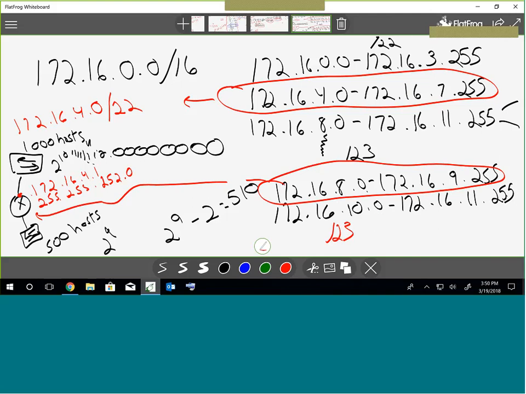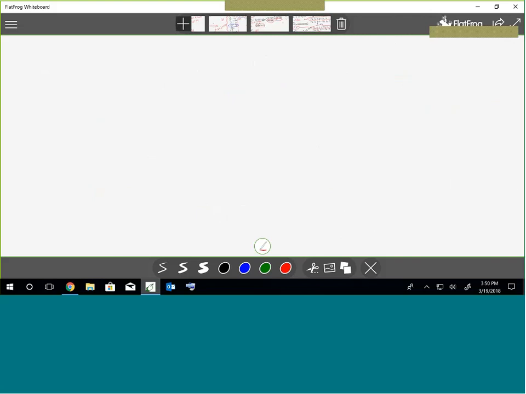That's a common one. We always need 500 hosts. Yep. Another common one is this. Here's something extremely common.